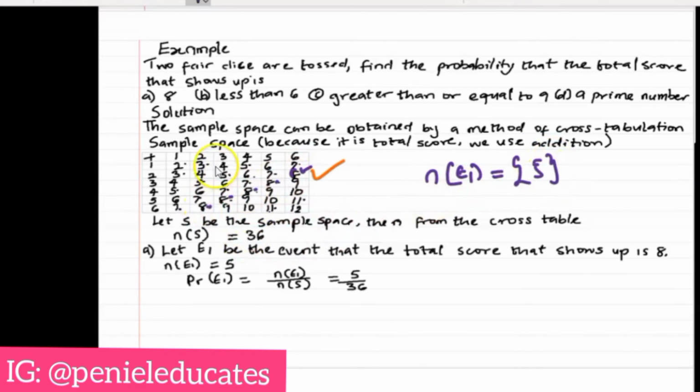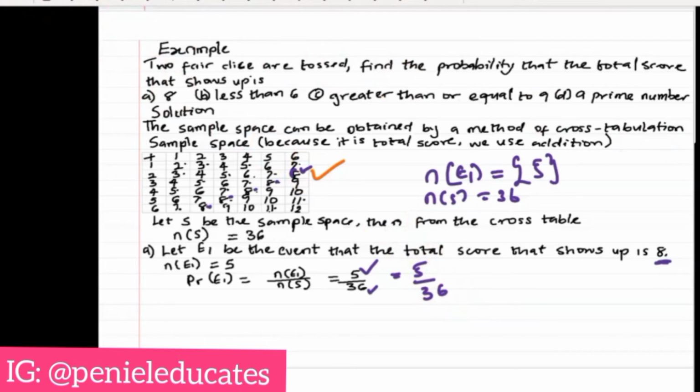Then the sample space of it, if you look at it, 1 2 3 4 5 6 7, if you count all this, the sample space is 36. So the probability that the total score that shows up is 8 is 5, which is the number of elements that show 8, over the sample space, which is 5 over 36.